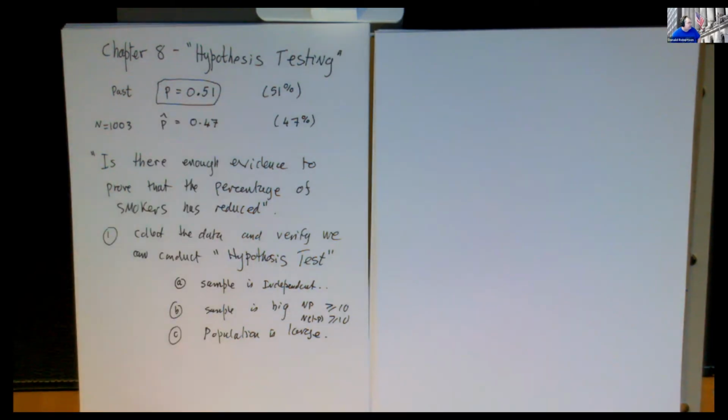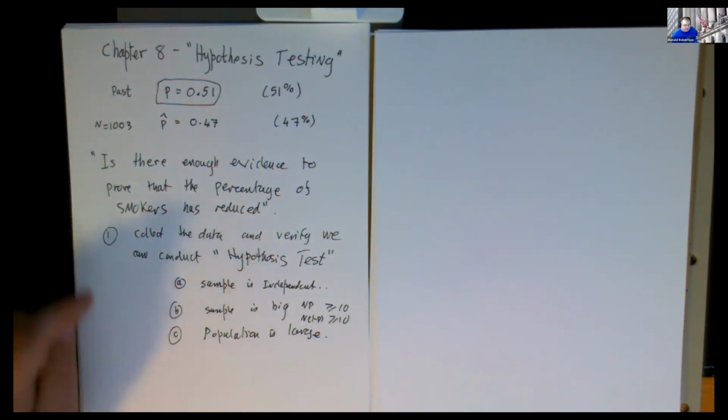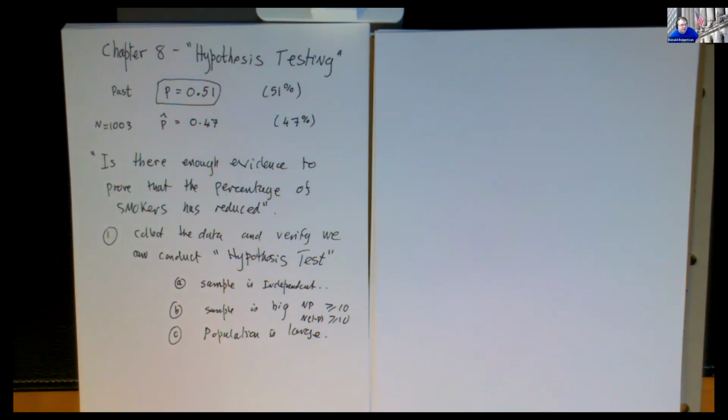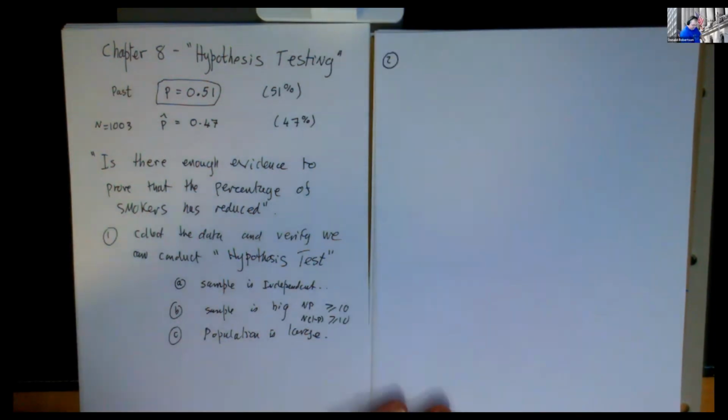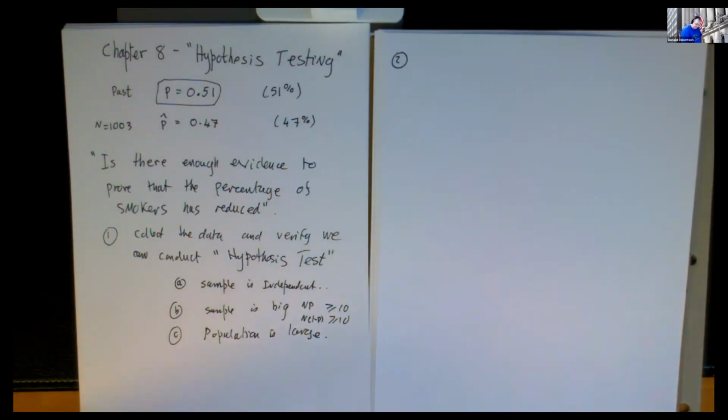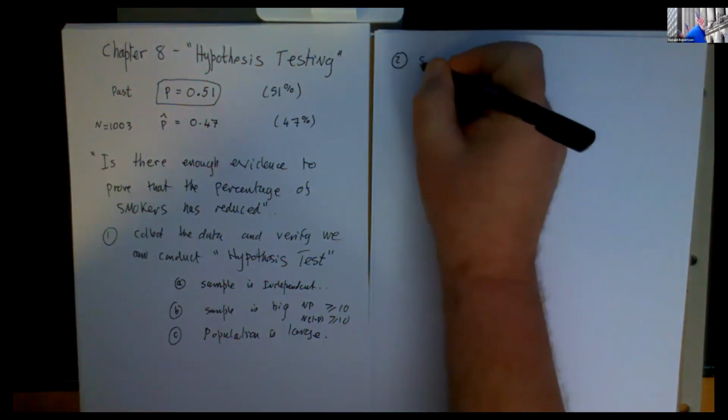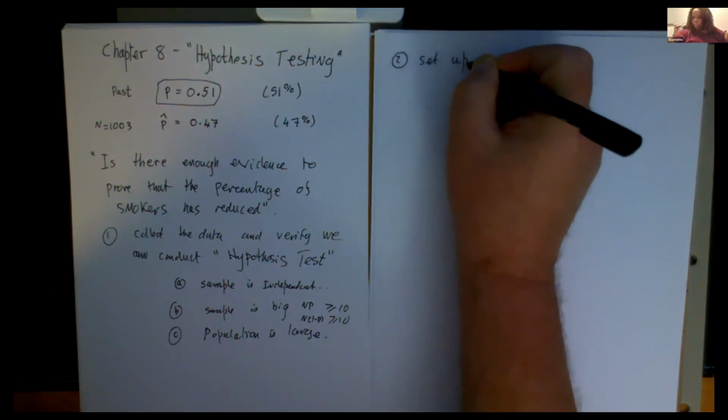Now, is the population large? I am going to assume that America has a very big population and therefore it's done. Step 1 then is finished. Collect the data and verify that we can actually conduct a hypothesis test. These questions better be yes, or else the question's finished. Just move on to the next question. Right. Step 2, phase 2. Set up the hypothesis.